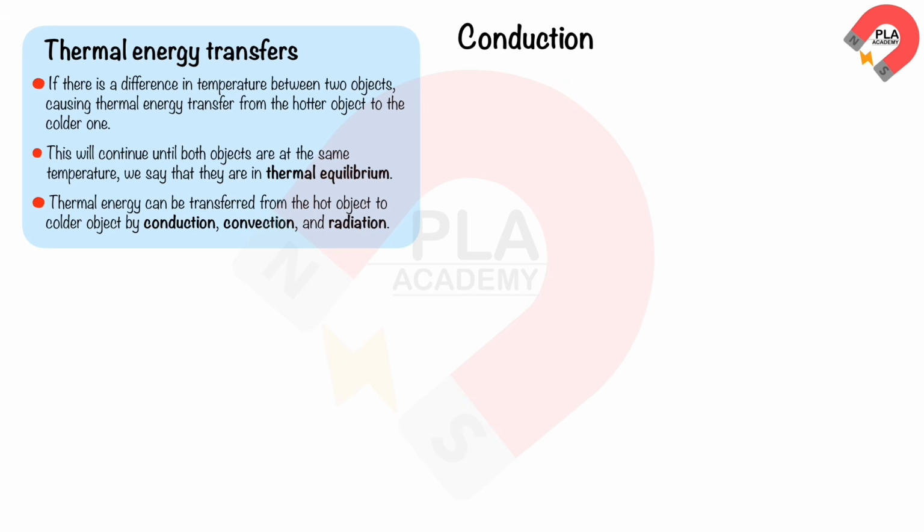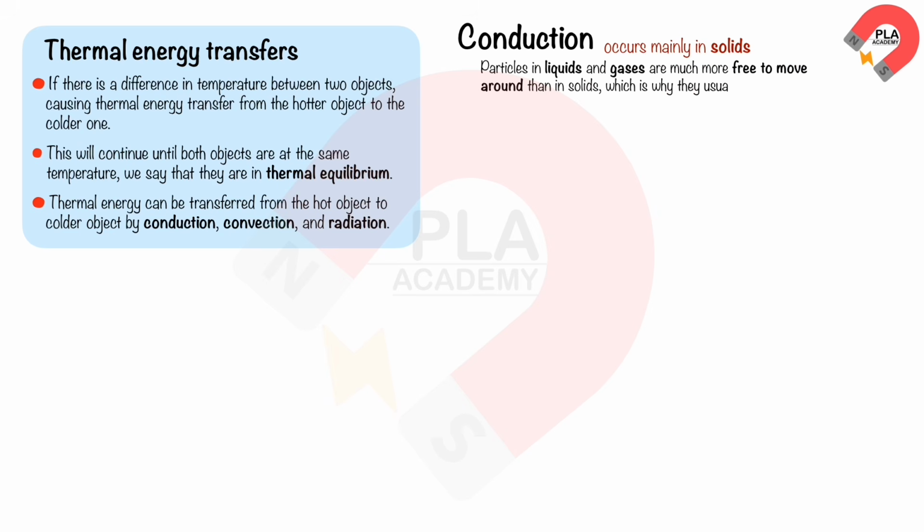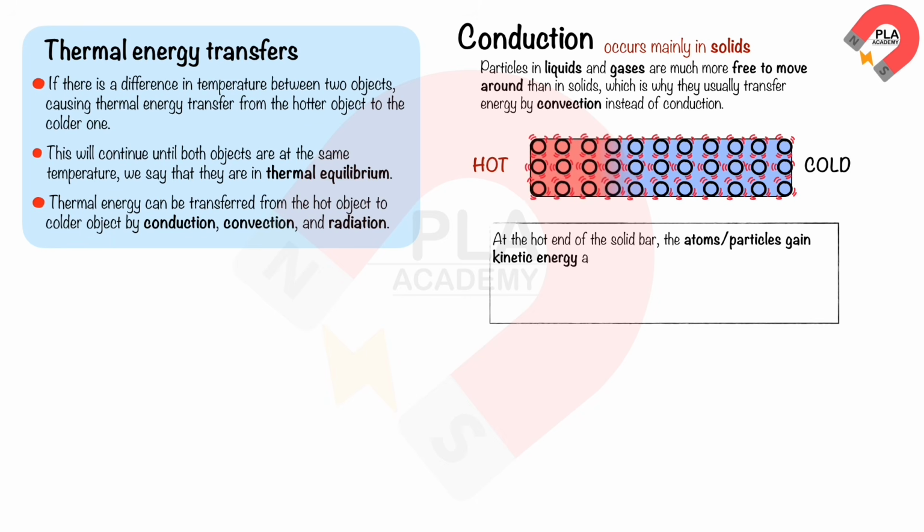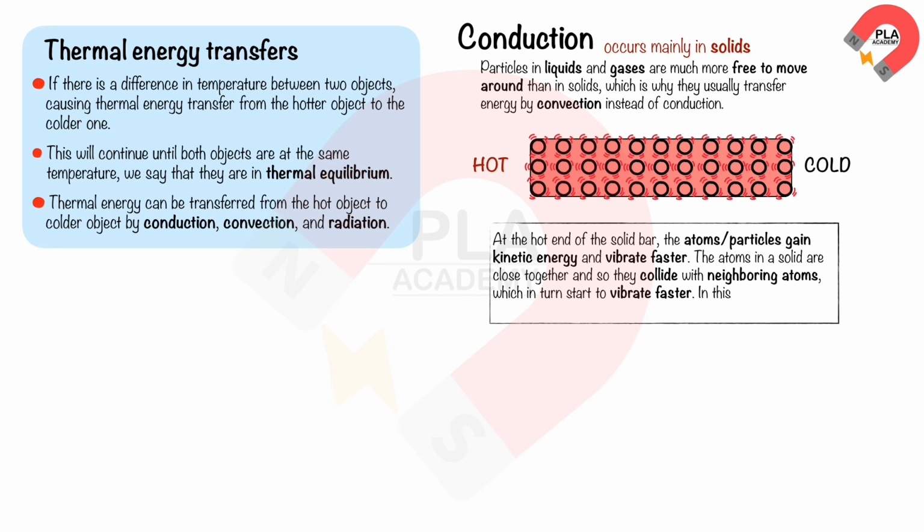Conduction. Conduction occurs mainly in solids. Particles in liquids and gases are much more free to move around than in solids, which is why they usually transfer energy by convection instead of conduction. At the hot end of the solid bar, the atoms or particles gain kinetic energy and vibrate faster. The atoms in a solid are close together, and so they collide with neighboring atoms, which in turn start to vibrate faster. In this way, heat energy is transferred from the hot end to the cold end of the solid bar.